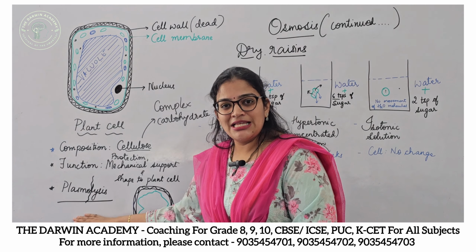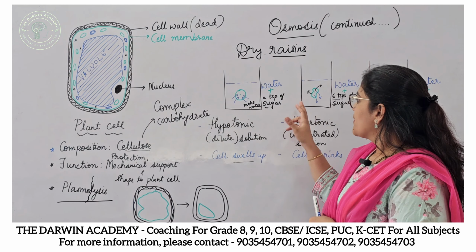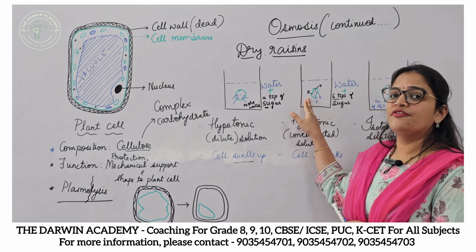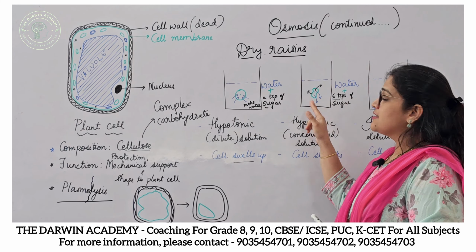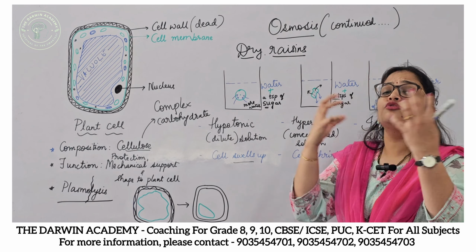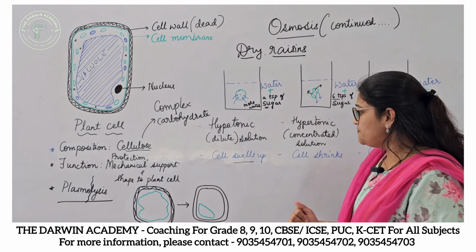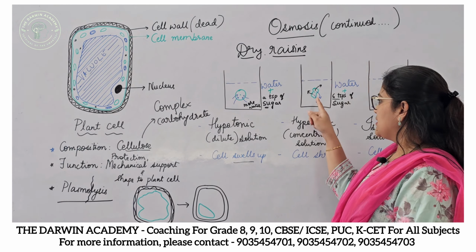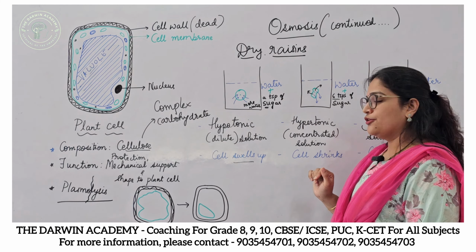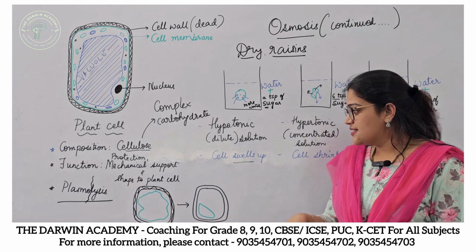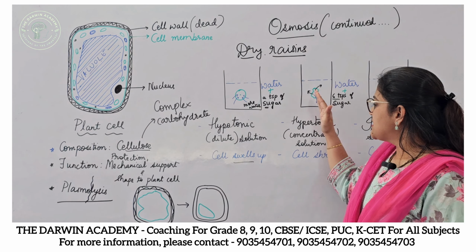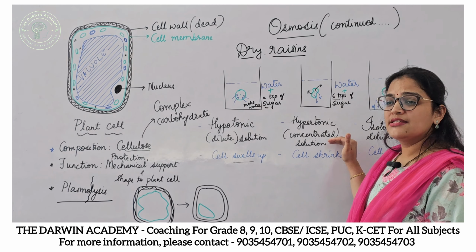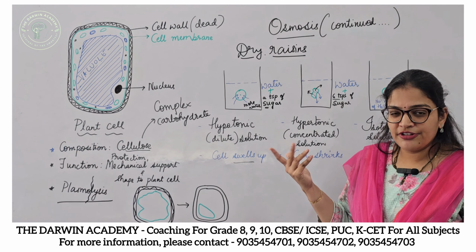Why did plasmolysis occur? Because most of the water molecules from the plant cell have moved out of the cell. Okay, this will happen when the cell is placed in a hypertonic or a concentrated solution. Okay, so this is the extreme case of a cell being placed in a hypertonic solution for a longer period of time.